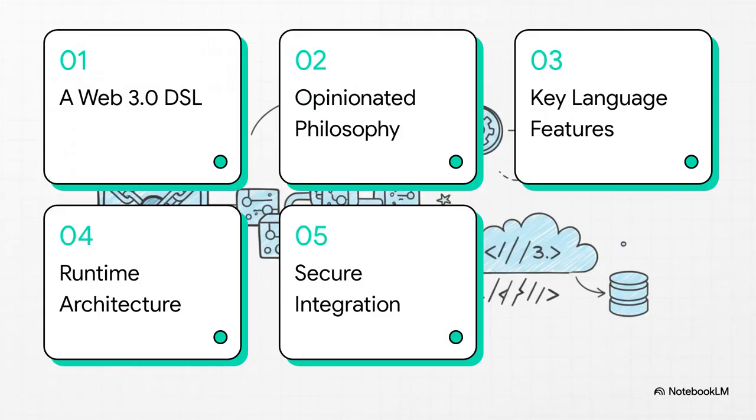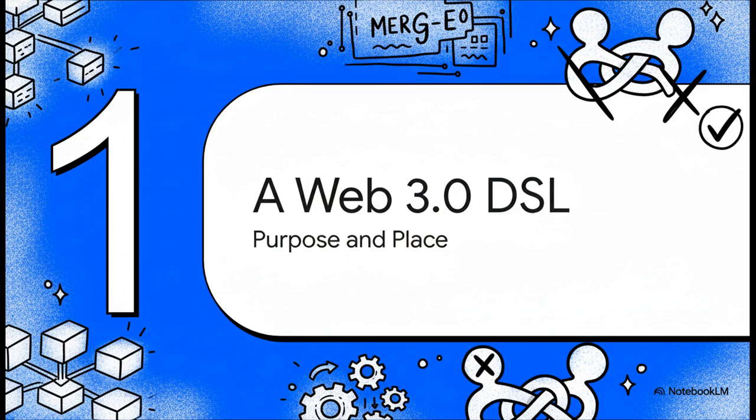So here's the plan. We'll start with what Merg is and its place in the Web 3.0 stack. Then, we'll get into its core design philosophy, which leads to some, well, truly unique language features. From there, we'll pop the hood and look at the runtime architecture. And finally, we'll see how it all plugs securely into its environment. Okay, let's get right into it.